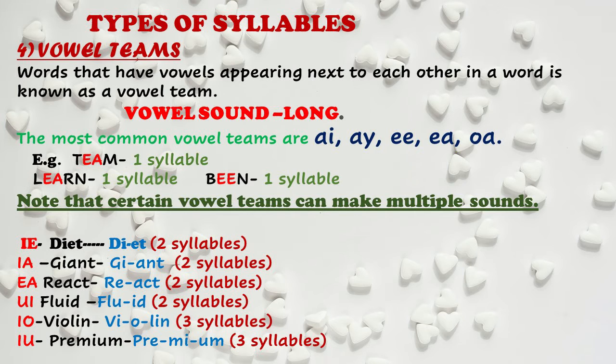The next combination would be the UI combination. The word would be fluid, fluid. This would be a two-syllable word again. You can hear the U sound here and the I sound here, fluid.